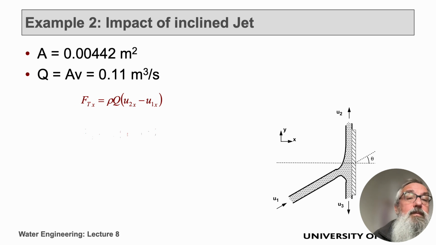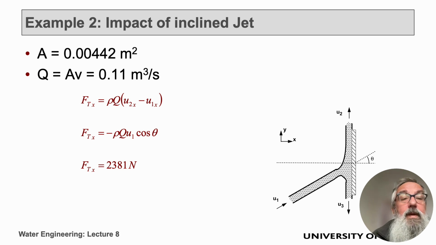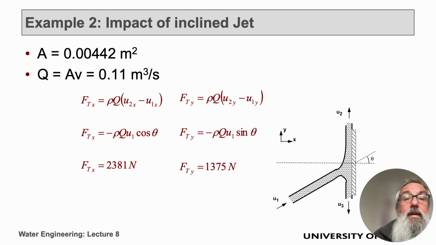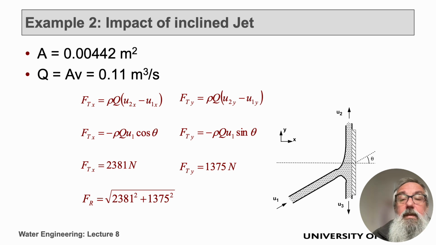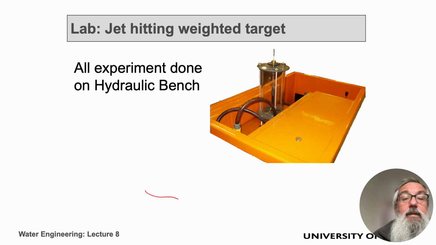Total force equation, we calculate that. There's no U2 in the x direction, because it's all vertical, so FTX comes to be 2,381. FTY, similar calculations, FTY is 1,375. Pythagoras gives us a resultant force of 2,750 and the angle of 30 degrees.